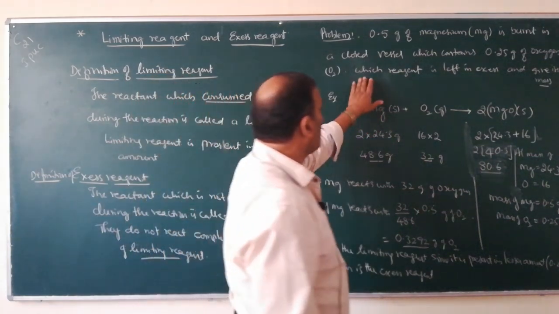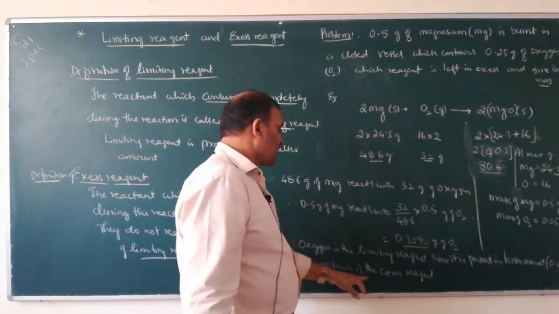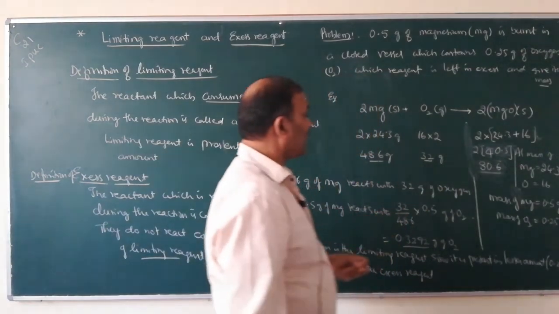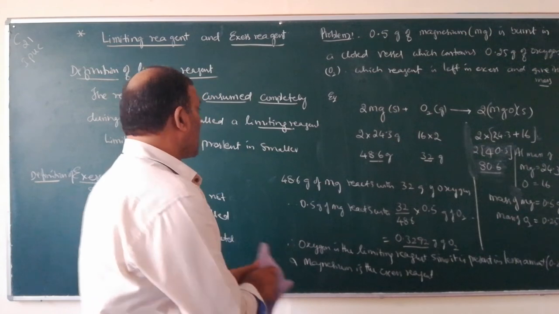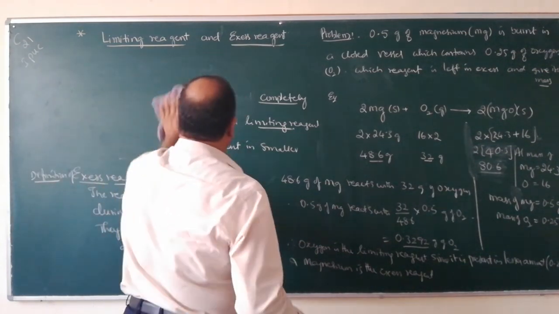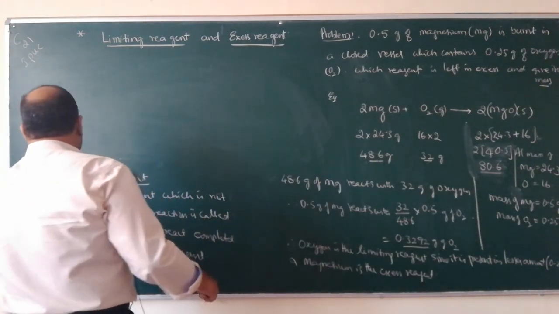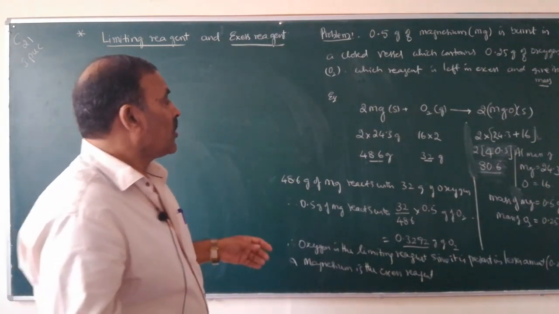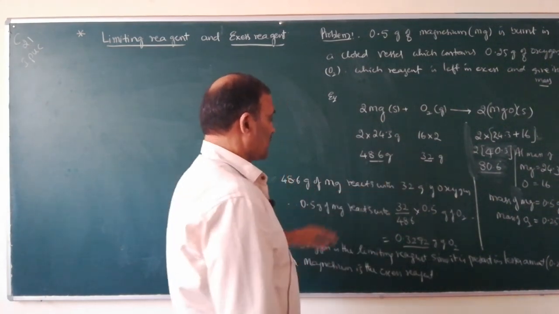So in the problem, which reagent is left in excess? Magnesium is the excess reagent, and we have to give its mass. How much magnesium remained unreacted, we have to calculate. So what is the amount of magnesium that remains unreacted? That is the amount of magnesium which remains unreacted. To calculate it, we will start like this.